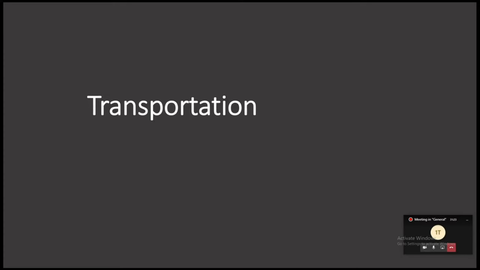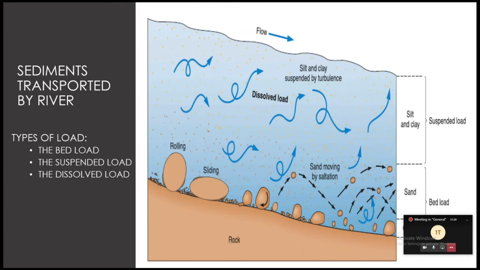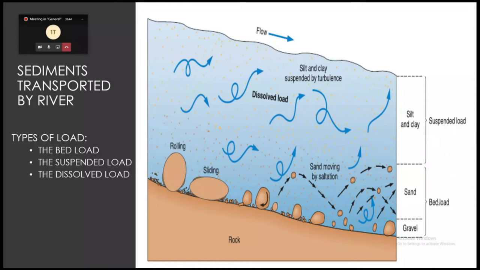Now the next is the transportation process. Transportation process means when the river erodes something from the surface, that material needs to be transported to the lower part of the river, or the downstream side of the river. So the transportation processes are done by the river in three categories. Those three categories are called the bed load, the suspended load, and the dissolved load.